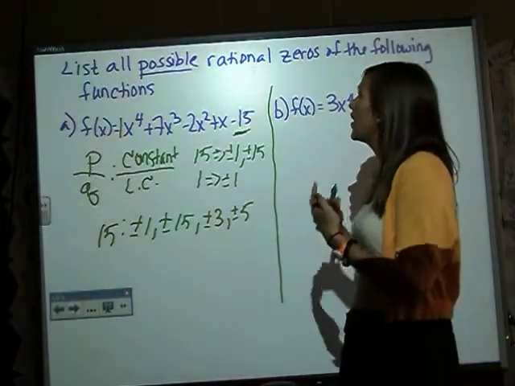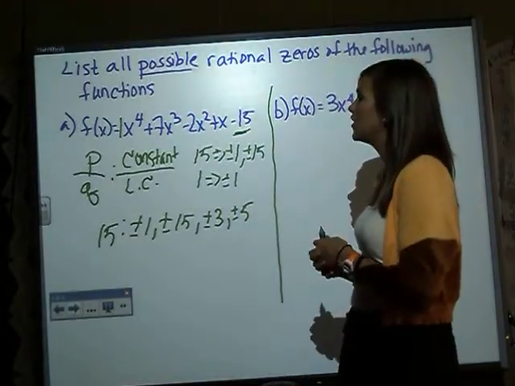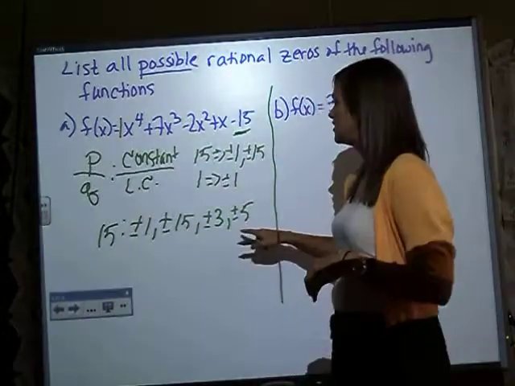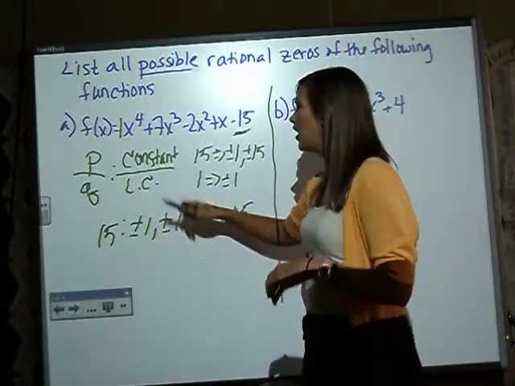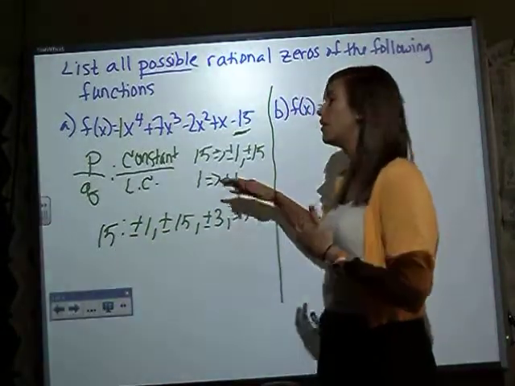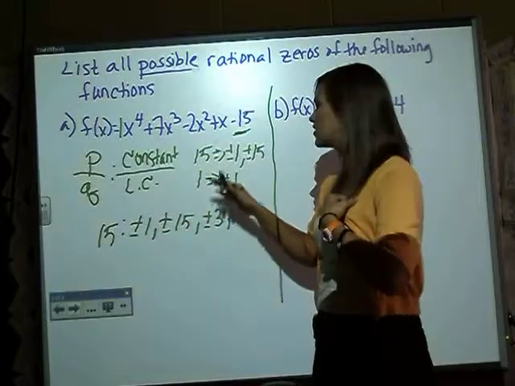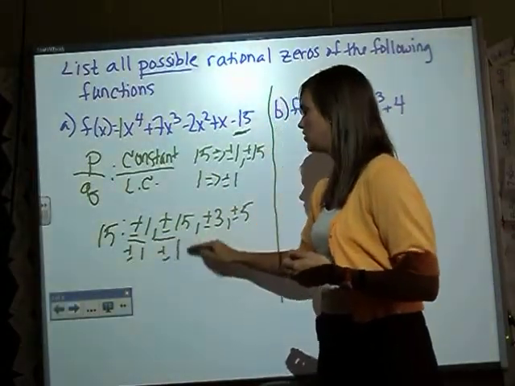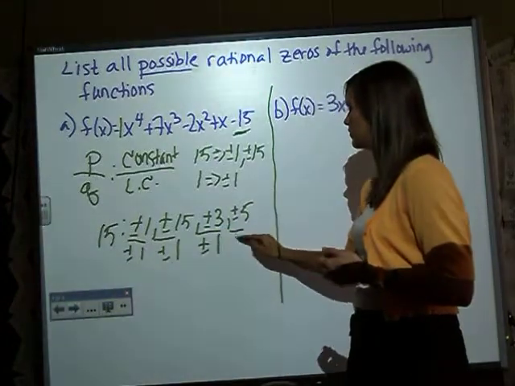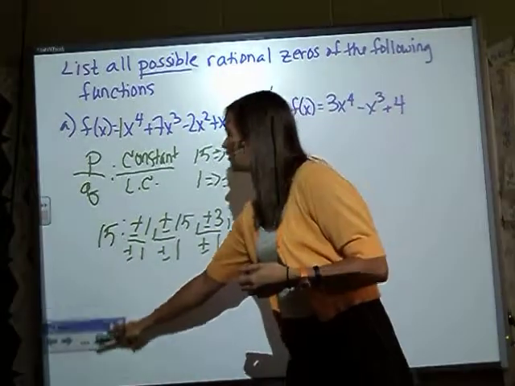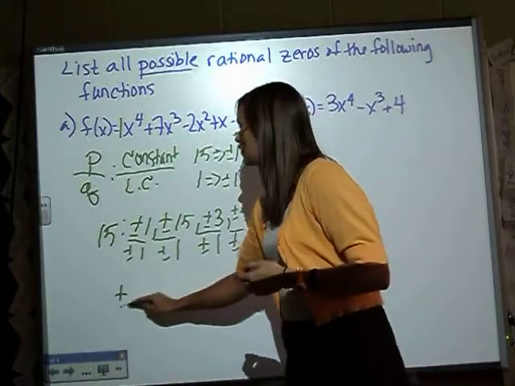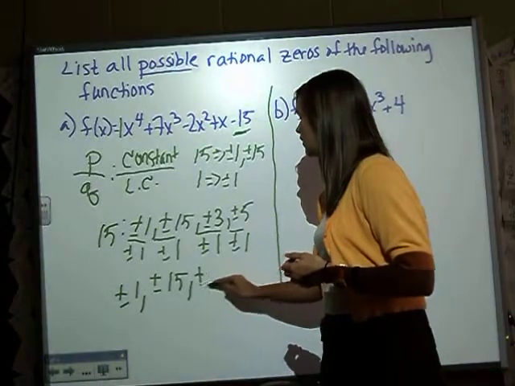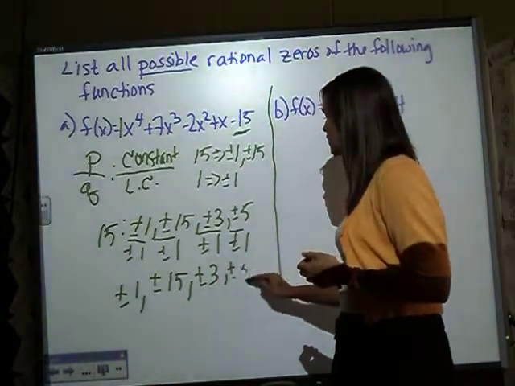Okay? So if we want to find all possible rational zeros of the following function, we would take our factors of our constant, which is our p, and divide them all by every single possible factor of q. Here our factor is 1, so if we divide everything by plus or minus 1, you don't have to do this, I'm just showing you what we're doing. Okay, our possible zeros are plus or minus 1, plus or minus 15, plus or minus 3, plus or minus 5.